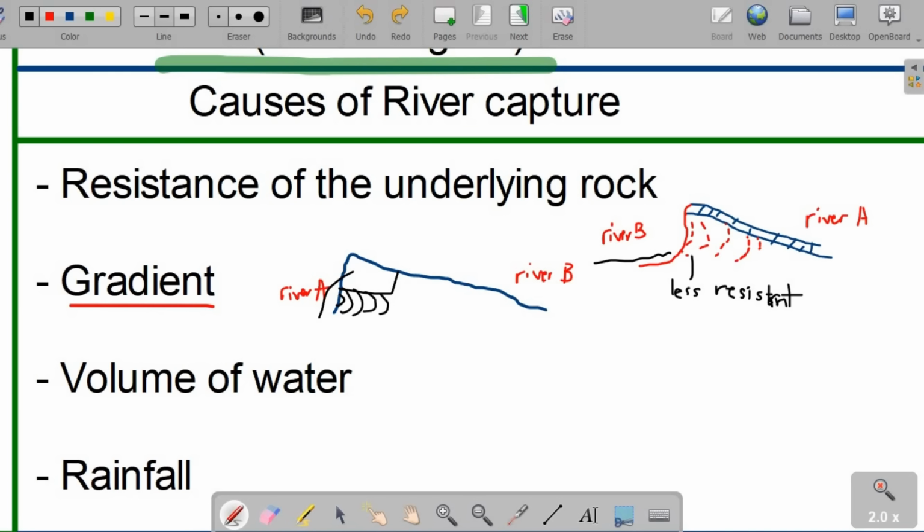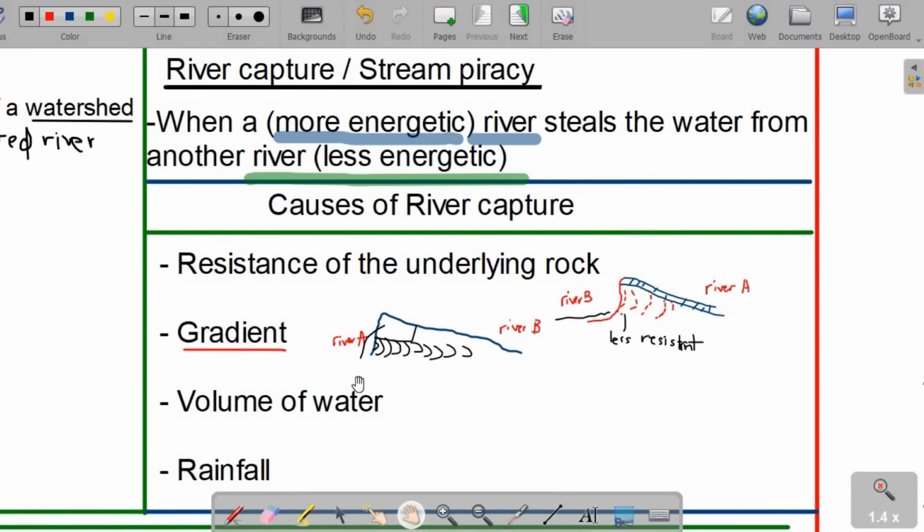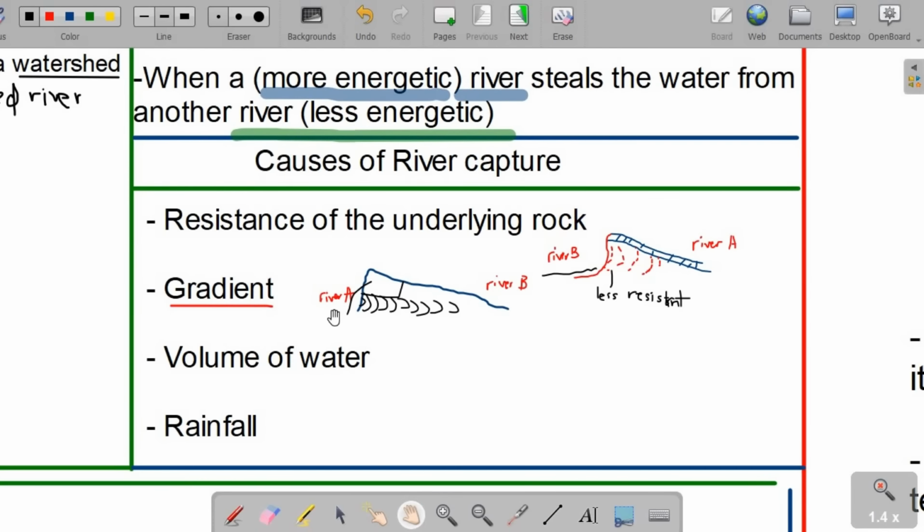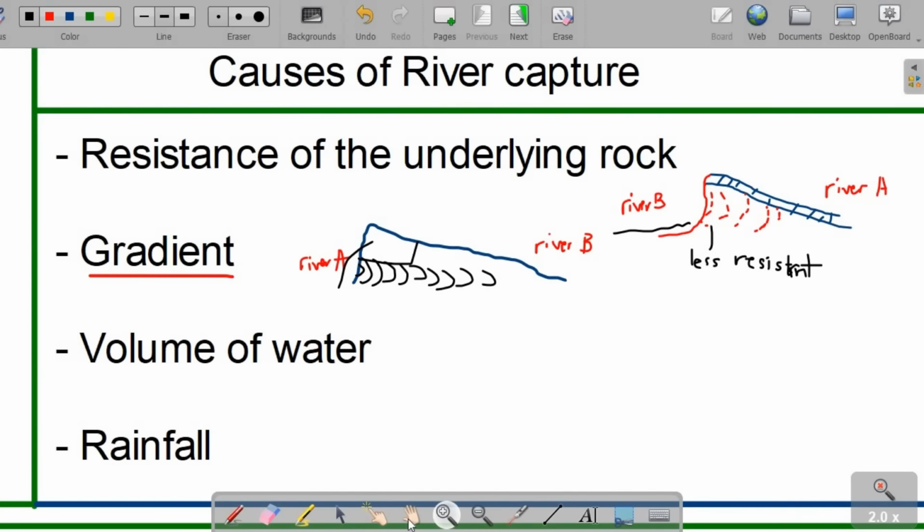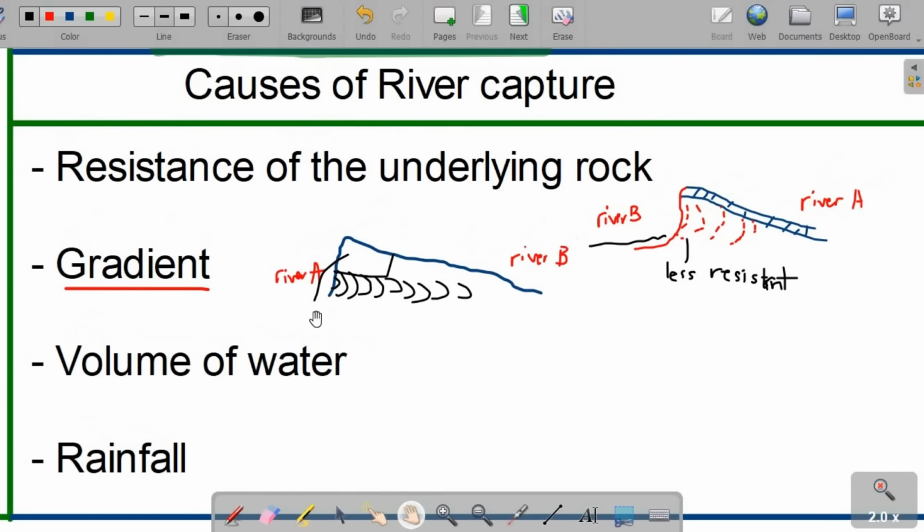So it's much easier to dig or remove or erode on the much steeper side compared to the much gentler side as you have in river B. So a steeper gradient on the more energetic river makes things easier for it to erode and hence meet with the waters or steal the waters of river B. It needs that access to join with river B, so a steeper gradient will be much better for it.